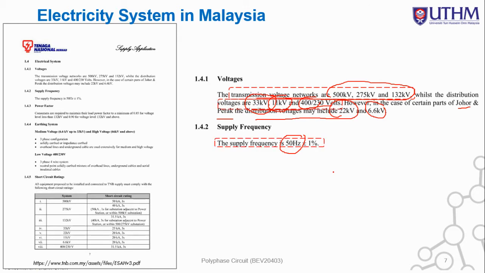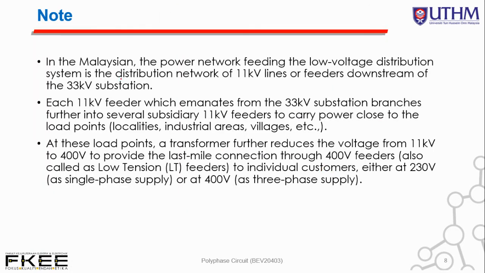Okay, so this is what I highlighted earlier. The Malaysia power network feeding the low voltage distribution system is the distribution network, again 11 kV lines or feeders downstream of the 33 kV substation. Each 11 kV feeder emanating from the 33 kV substation branches further into several subsidiary 11 kV feeders to carry power close to the load point. Examples of load points are localities, industrial zones, villages, housing areas, etc.